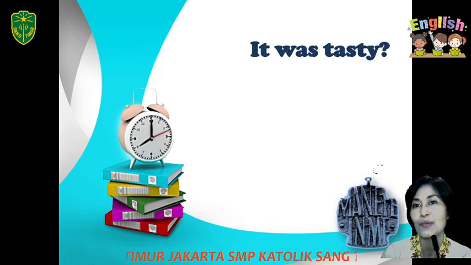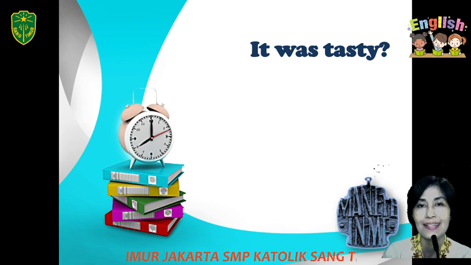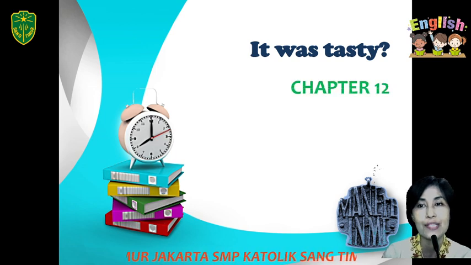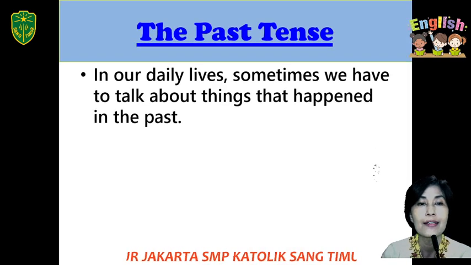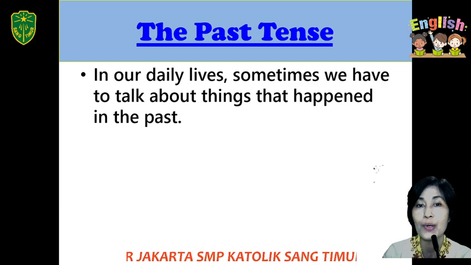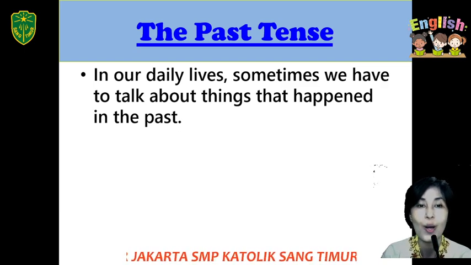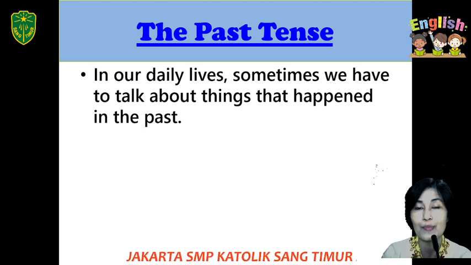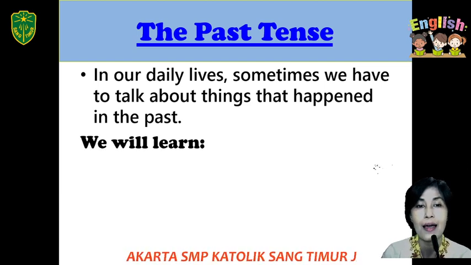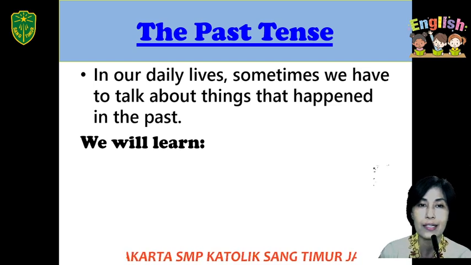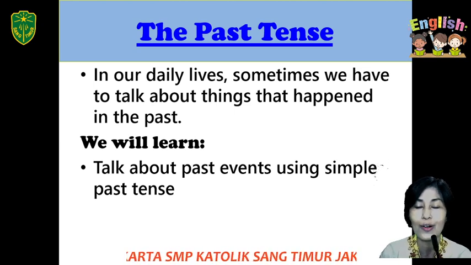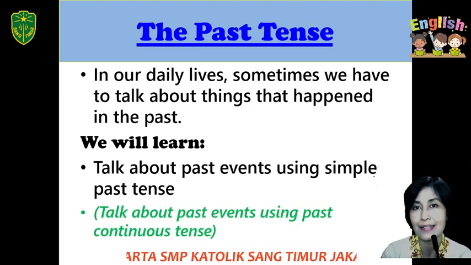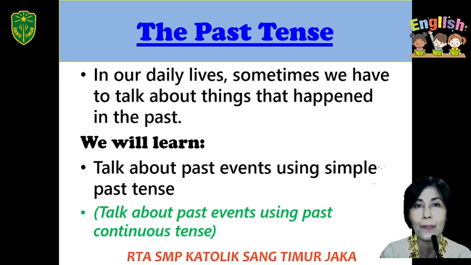Well, today we are going to learn more about the simple past tense using to be and full verb. It's taken from chapter 12 of your books. In our daily life, sometimes we have to talk about things that happened in the past, or maybe you want to talk about your past experiences. So today we are going to learn how to talk about past events using simple past tense. And later you are going to learn more about the past tense using past continuous tense.